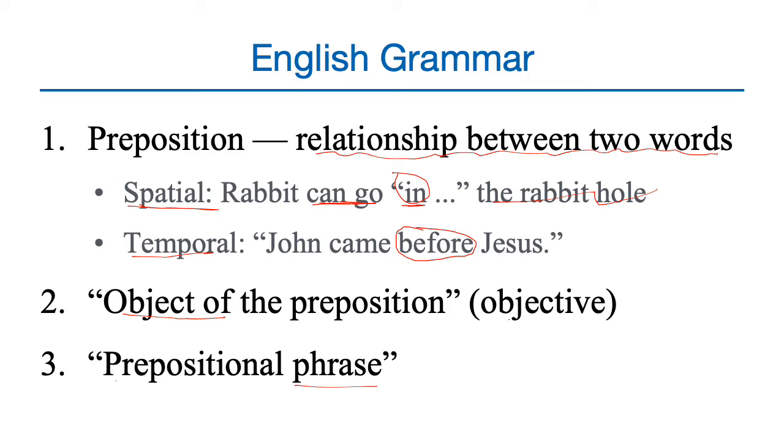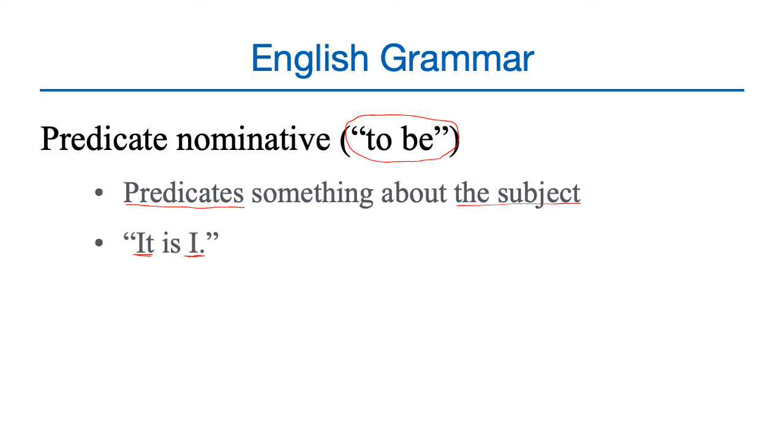Now, there's something called the object of the preposition. It's very key to know this because it deals with cases. For the object of the preposition, we use the term objective. And then there's also something called a prepositional phrase. You're going to learn that in this lesson as well. But in English, we use all of those.